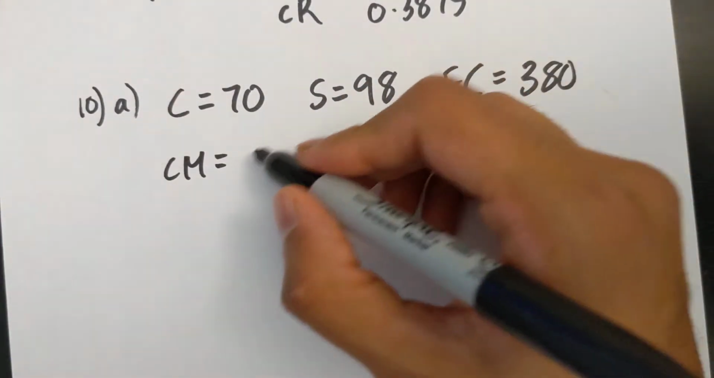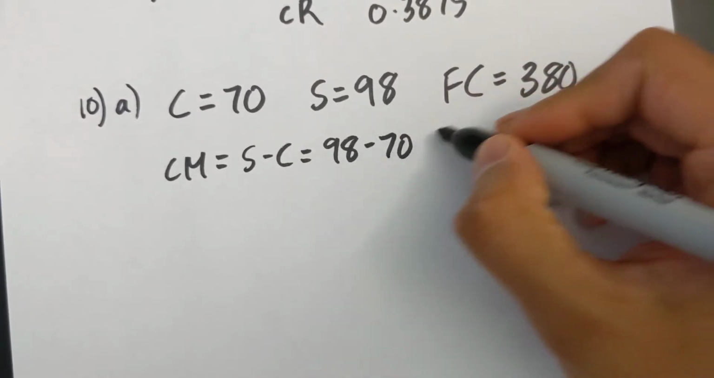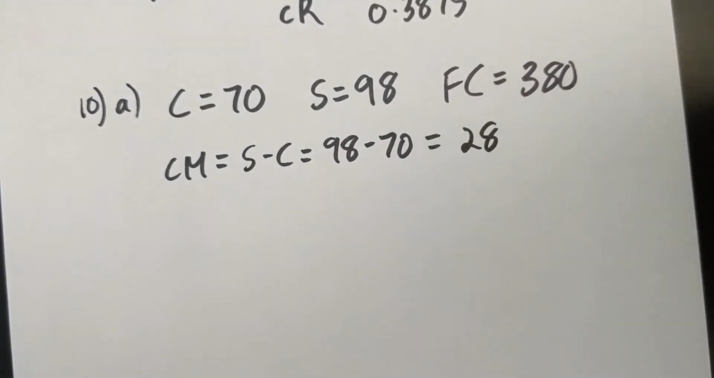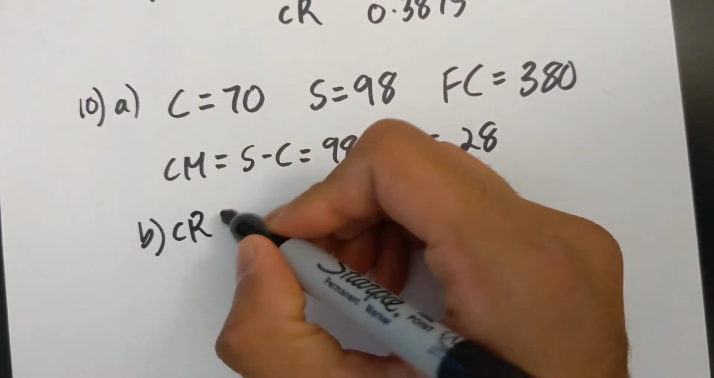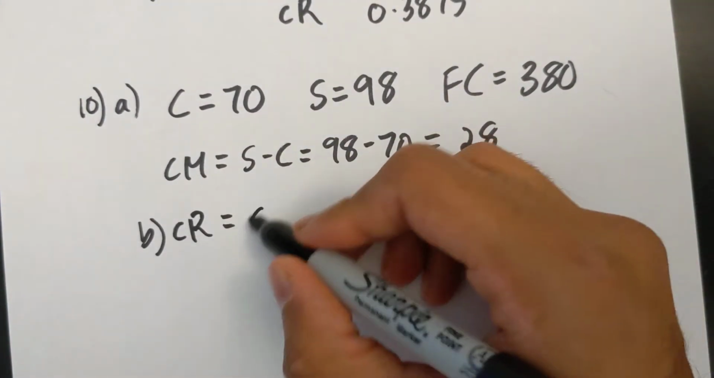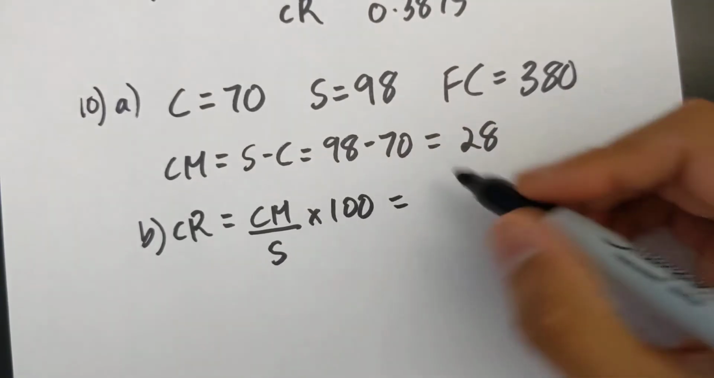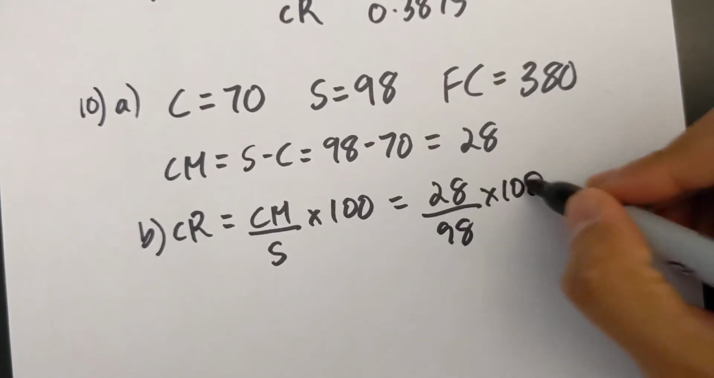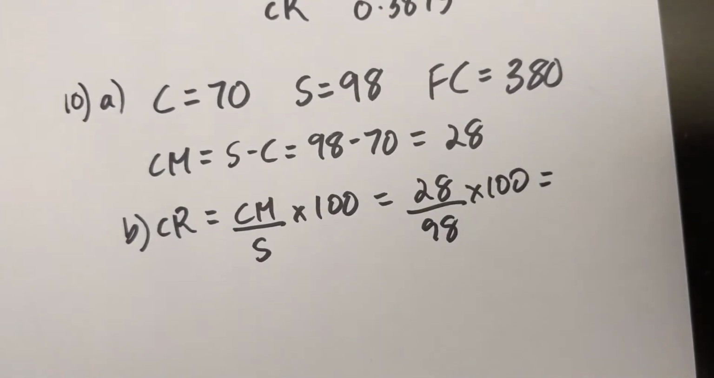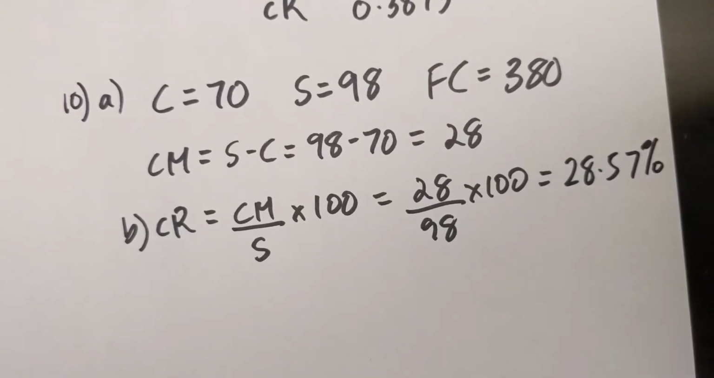A part, find the contribution margin. So contribution margin is just S minus C, so 98 minus 70, which is $28. B part, find the contribution rate. Contribution rate is just contribution margin over selling price times 100, so 28 over 98 times 100, which is 28.57%.